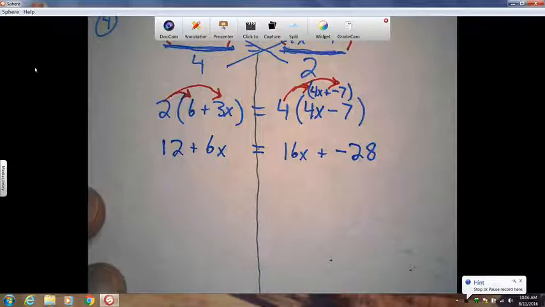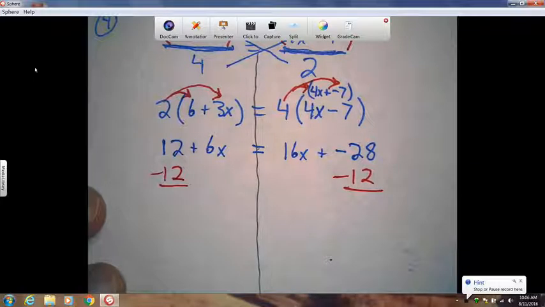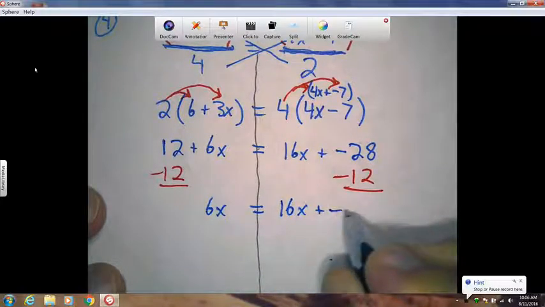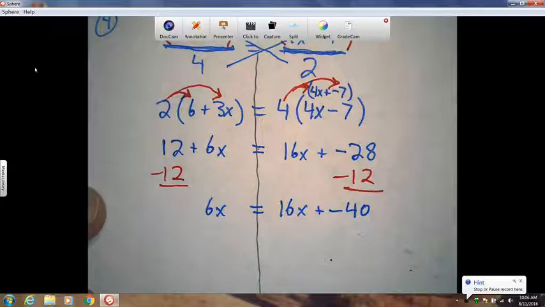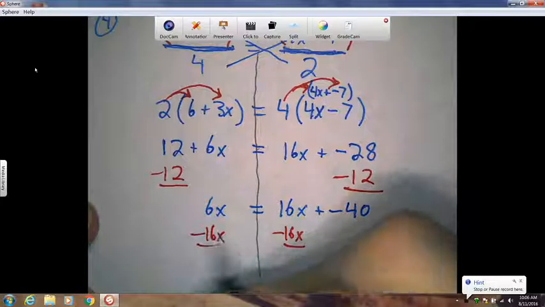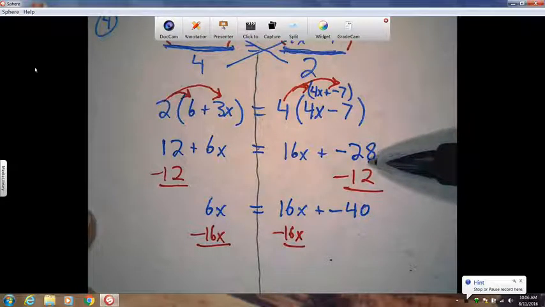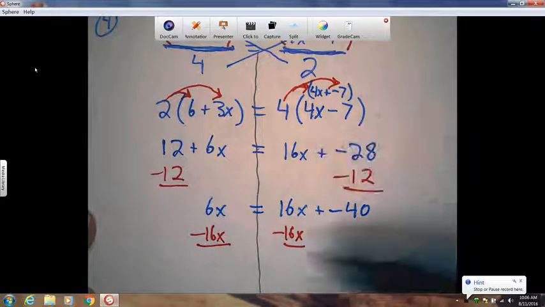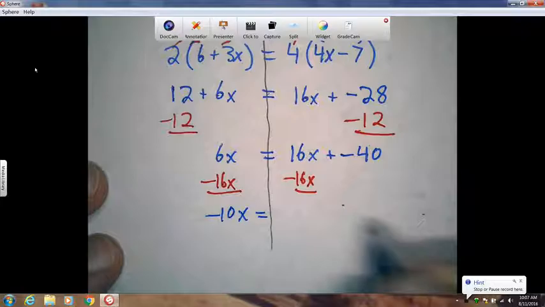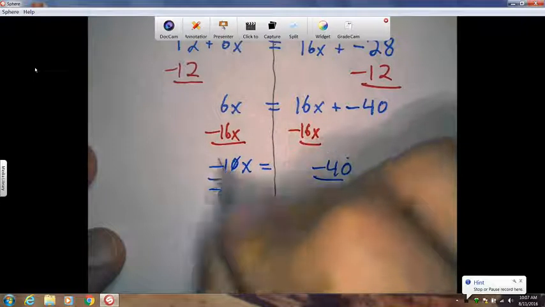So here, I'm going to subtract 12 on both sides. So I have 6x is equal to 16x plus negative 40. Then I'm going to subtract 16x on both sides. Remember, you have to combine like terms only. So I'm only subtracting the 12 from the 28 because these are like terms. This has an x. These both have an x, so they're like terms. Negative 10x equal to negative 40. And divide by negative 10 because that's 1. So x is equal to 4.